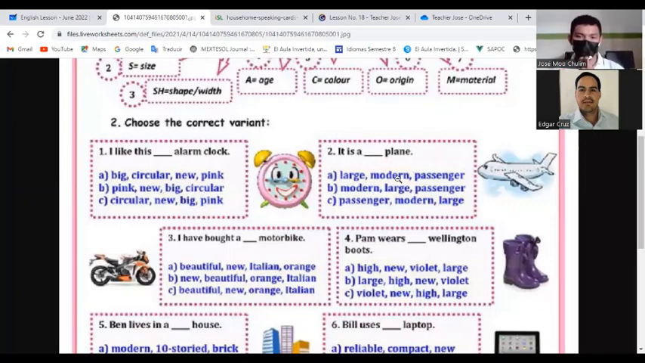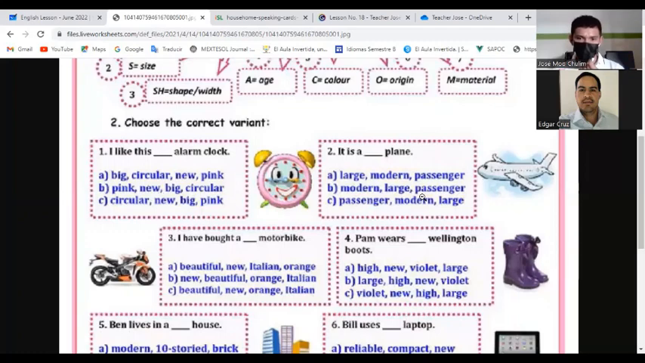Then we have the second exercise. Which one do you think is the correct answer? Letter B. Okay, letter B. Why do you think it's letter B? Because first use the age. The age? Oh no, but large is the size.